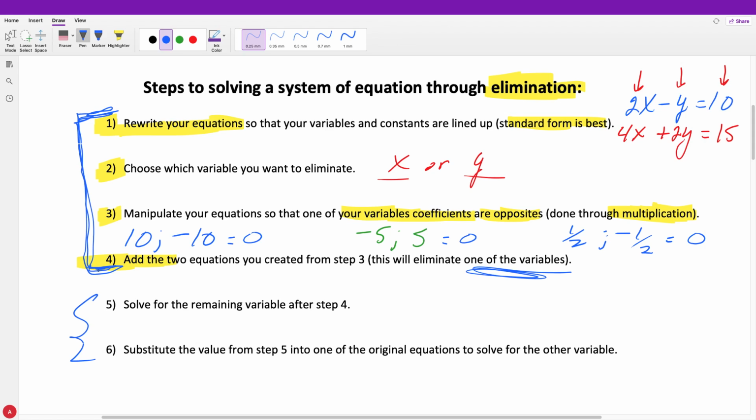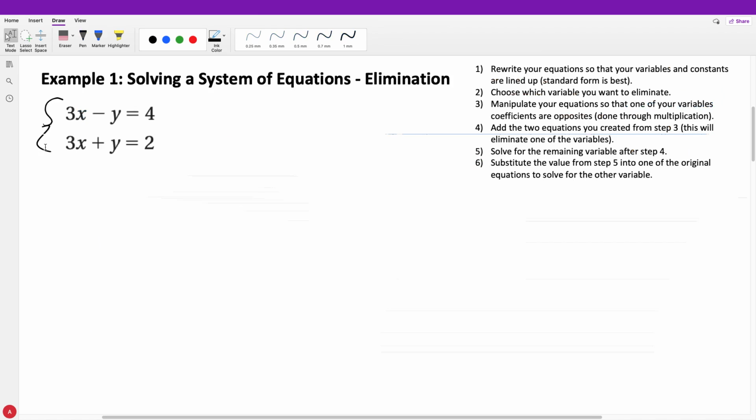All right, and then once you finish step 4, this is exactly what you did in substitution. So it's really not anything new anyway. All right, so let's go ahead and go through a couple examples in this video. I put the steps to solving a system of equations by elimination here so that we can check off each one as we go through it.